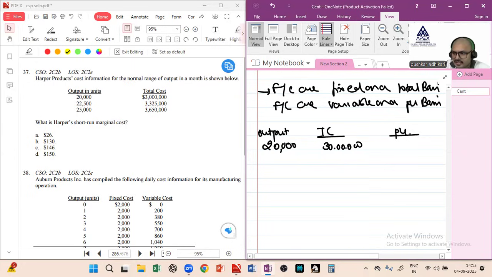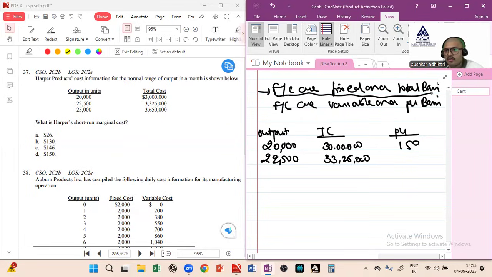It is 30 lakhs divided by 20,000. My answer is how much? 150. Next, for 22,500, it comes to 33 lakh 25,000. Please stop writing, pay attention. Has my total cost changed? On a total basis? Yes. But fixed costs are fixed on a what basis?